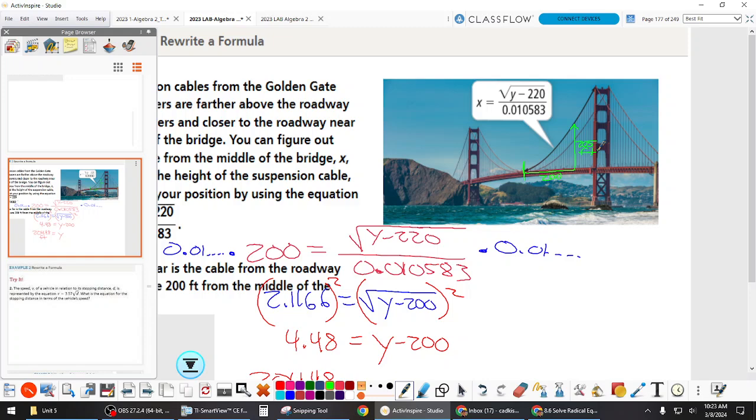Anybody get 204.48? Being able to solve for a variable is going to be on your quiz coming up. Is it 220? Yeah. Anyway, 225 then. Being able to get a variable by itself is actually what we're about to do here in just a little while. So, any questions on where you went wrong, why it didn't work out?